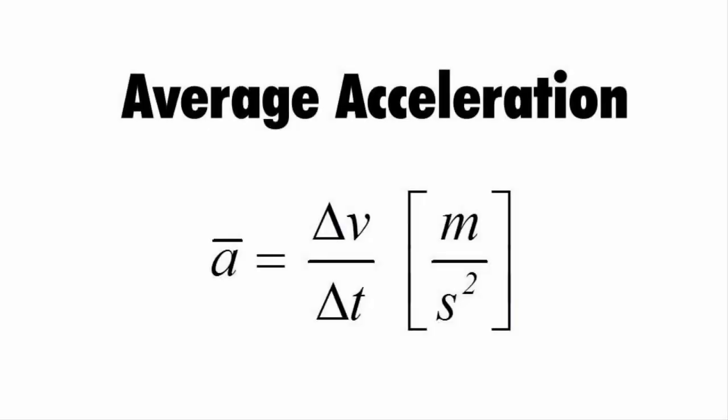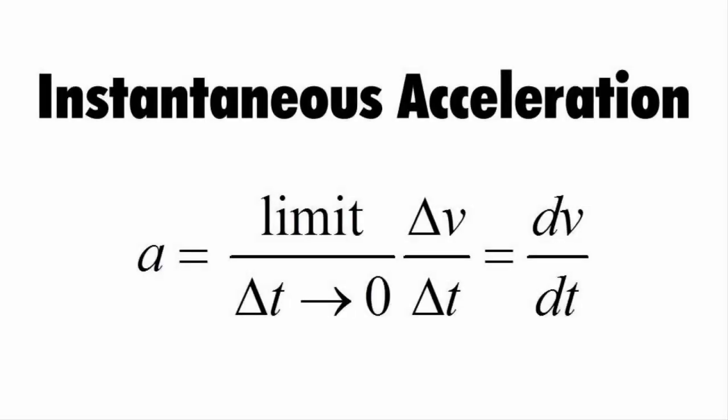Average acceleration is defined as a change in velocity divided by the change in time. Since velocity has a unit of meters per second, time has a unit of seconds, and acceleration is velocity divided by time, then the unit for acceleration is meters per second divided by seconds, or meters per second squared. And just like we defined instantaneous velocity as a rate of change of displacement with respect to time, we can also define instantaneous acceleration as a rate of change of velocity with respect to time.